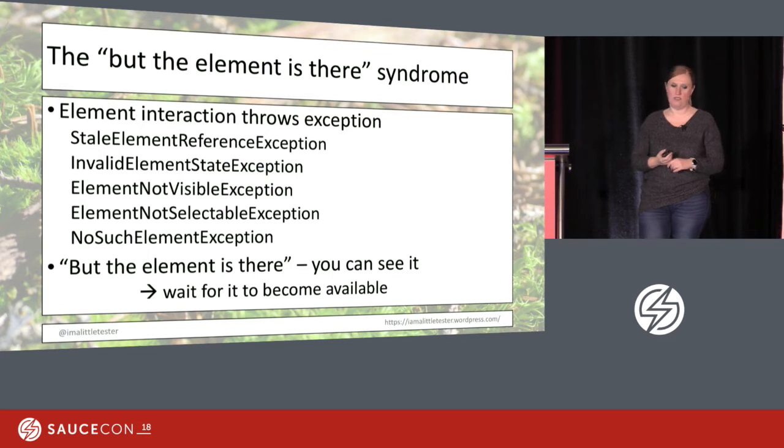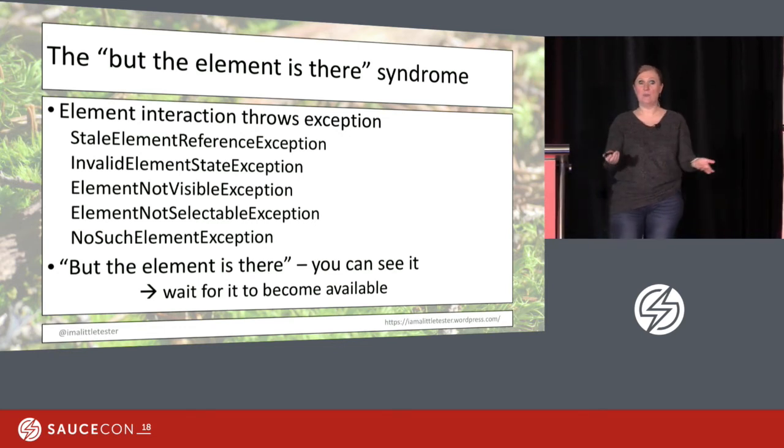Does anybody know this, the element is there syndrome? Thank you. So what happens? You're looking at the page while your tests are running, and you're like, why didn't I click on that button? Because I see that the button is there. Like if I do it manually, I can click on the button, but my tests simply will not click on it. And you can throw all kinds of exceptions. I just looked these up. I looked in Selenium to see all of the exceptions that I can get. Usually I get the stale one and the no such element.